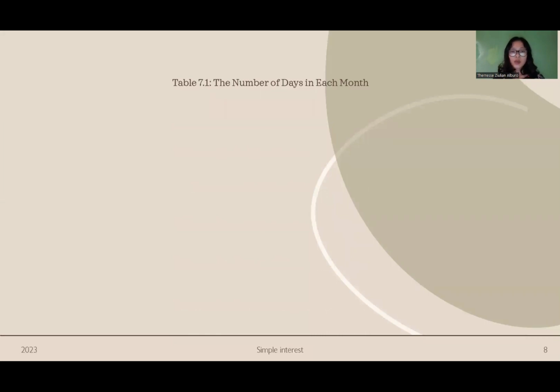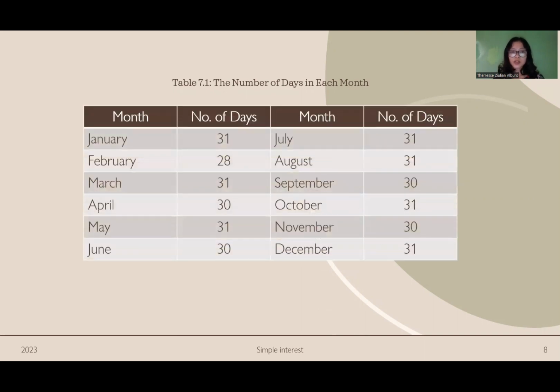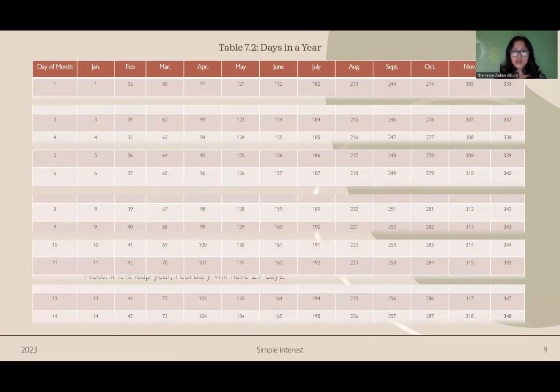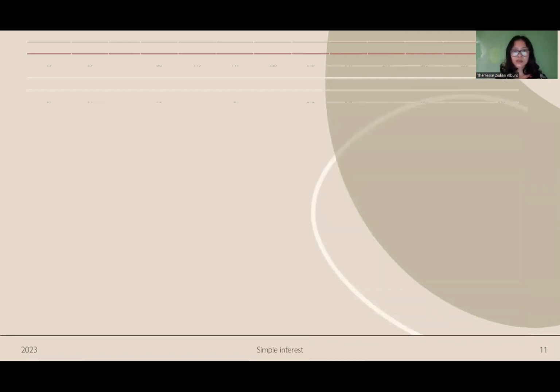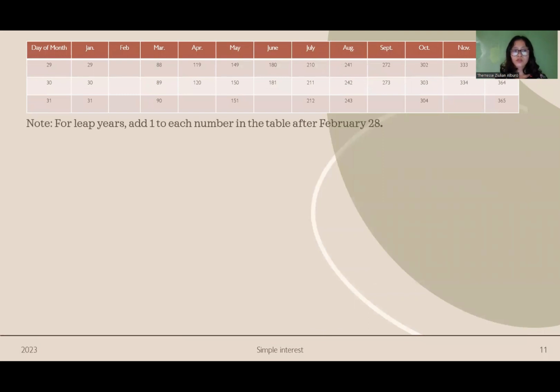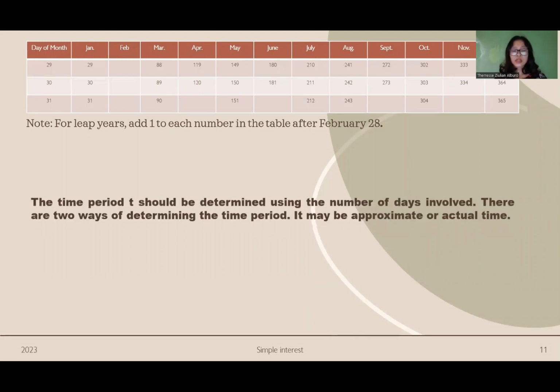So here are the tables that we are going to use in order to determine the time period. Here is the number of days of each month, from January to December. We have to take note that if it is a leap year, February will have 29 days. The second table shows the days in a year. Also take note that for leap years, add 1 to each number in the table after February 28.